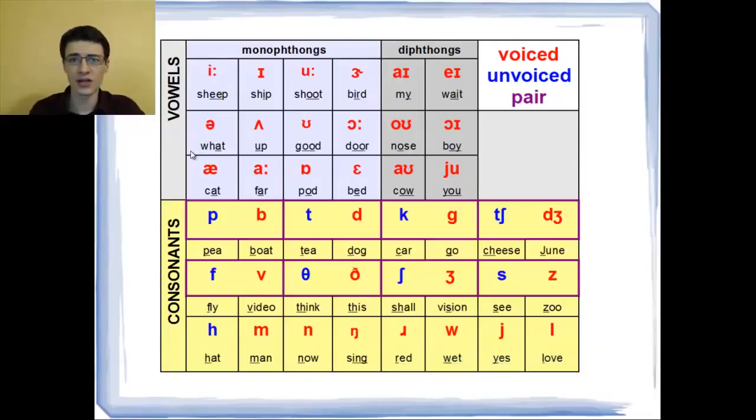Let's take another look at the chart. Do you see the red letters? Those are voiced, and the unvoiced sounds are blue. Do you see the purple boxes? The purple boxes are pairs. Let's take a closer look at the pairs of consonants.